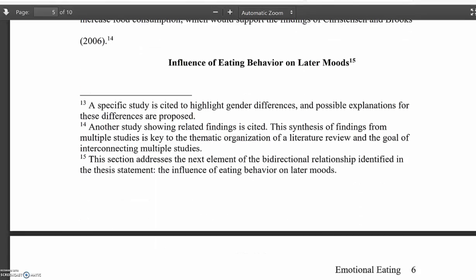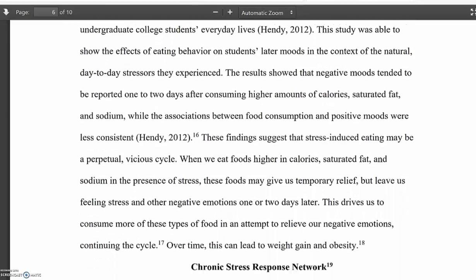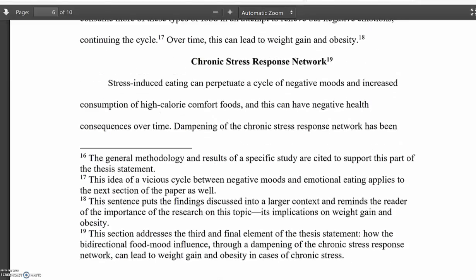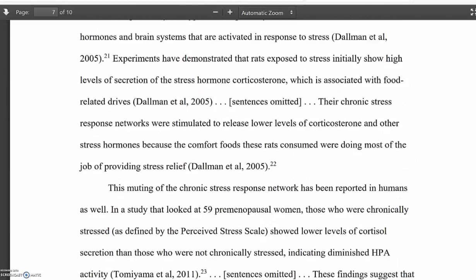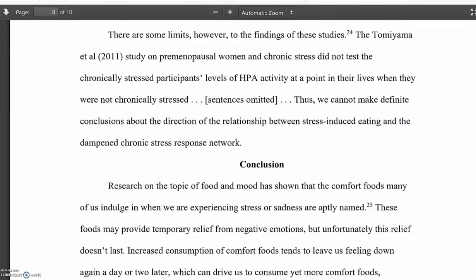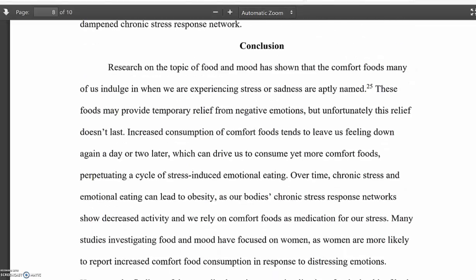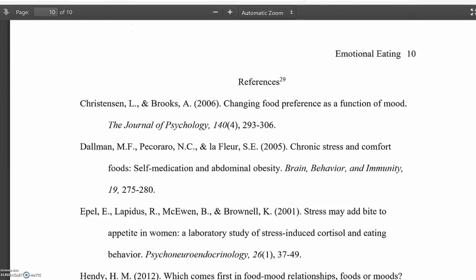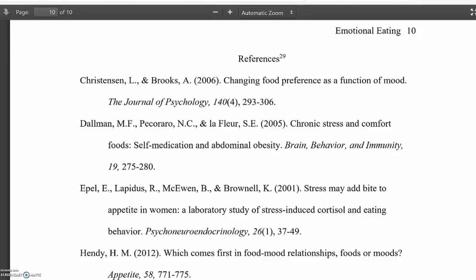And you also will see in this example that there's a lot of commentary that is going to help you understand a literature review. So that's why it's important to take a closer look at this on your own and read all that commentary. Section 3, influence of eating behavior on later moods. Again, research integrated into one broader category. And finally, chronic stress response network. And after those 3 major sections, she has a thoughtful conclusion on the research at large, followed by a references page in APA style, which is what you're going to want to have as well.